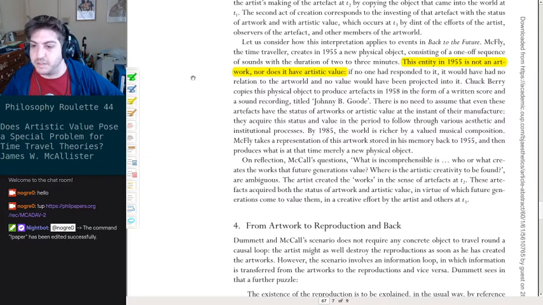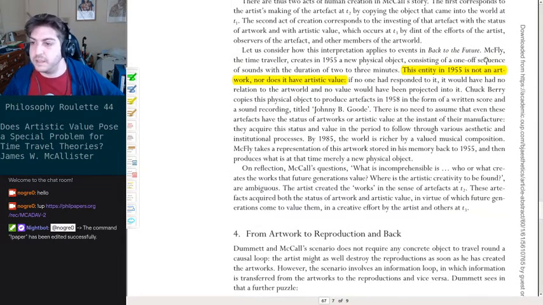McFly takes a representation of this artwork stored in his memory back to 1955, and then produces what is at that time merely a new physical object. On reflection, McCall's question, what is incomprehensible is who or what creates the artwork that future generations value, where is the artistic creativity found, are ambiguous. The artist creates the works in the sense of artifacts at T2. These artifacts acquire both the status of artwork and artistic value, in virtue of which future generations come to value them in a creative effort by the artist and others at T3.